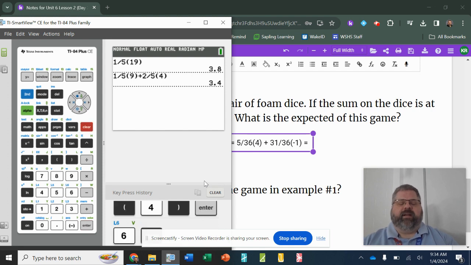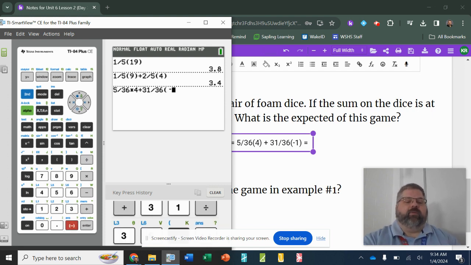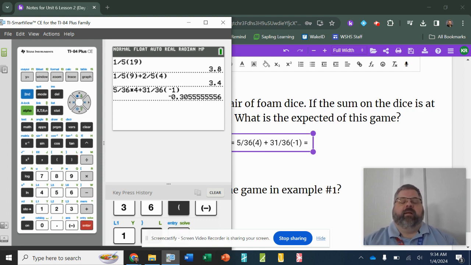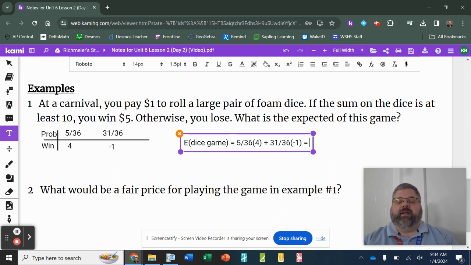So I have 5/36 times 4 plus 31/36 times negative 1. Remember to use your negative key on your calculator. And so I come up with about negative 31 cents. So I've got negative 0.31. I'm just going to round it to 31 cents. So in the long run, if I played this game thousands and thousands of times, what I stand to win or lose is 31 cents per game.